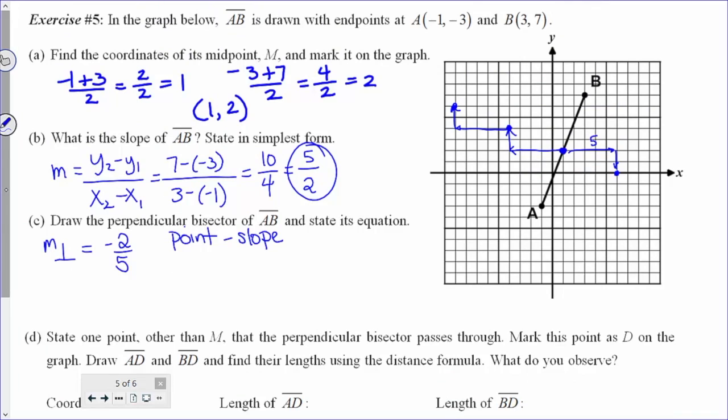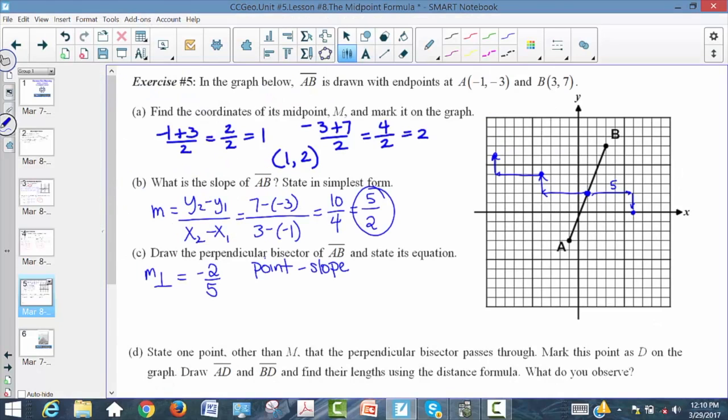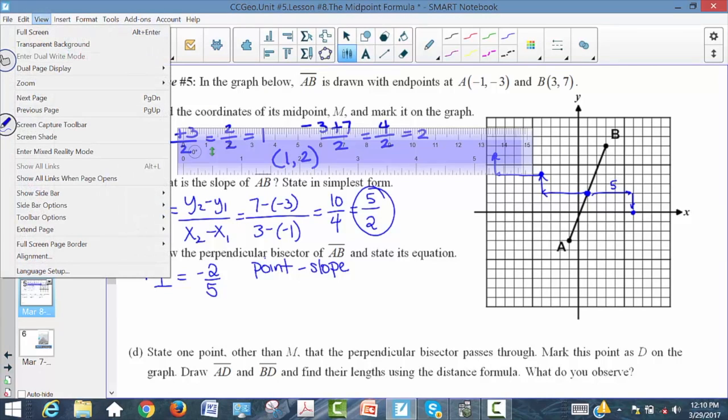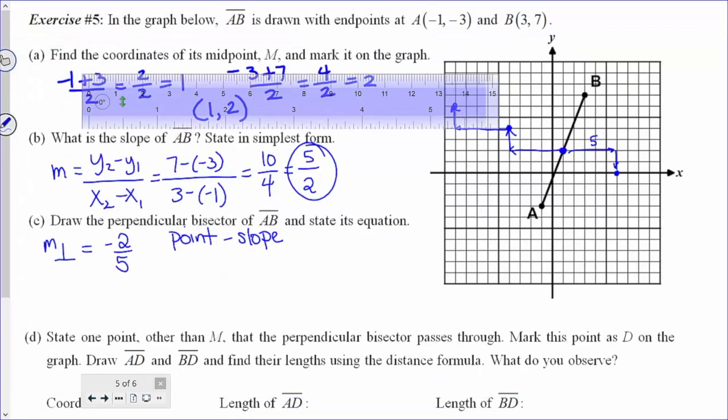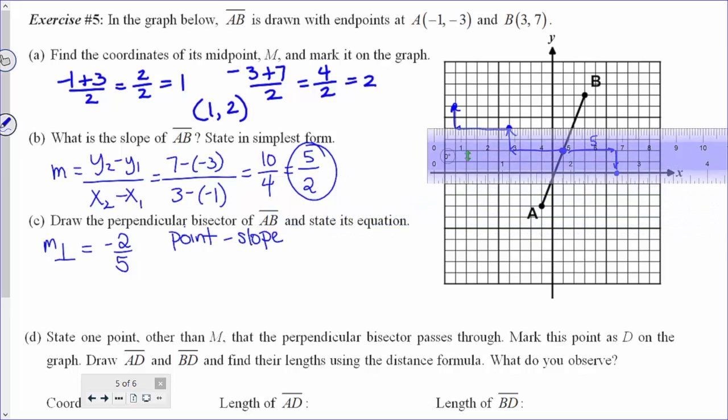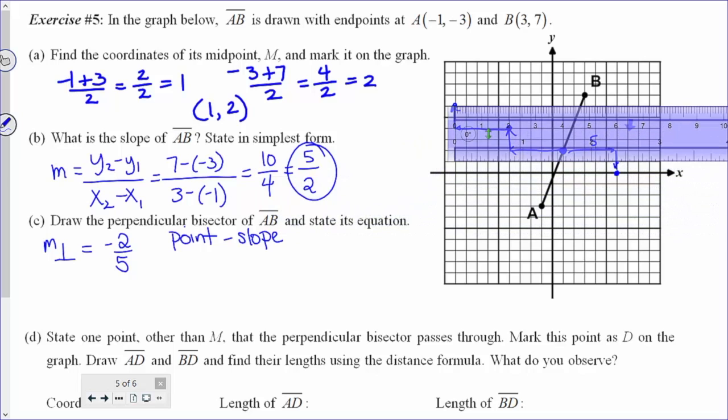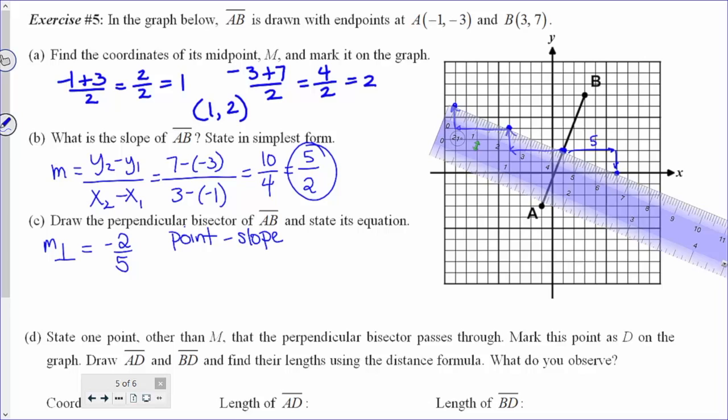And I don't have a ruler. Let me go grab a ruler real quick. Thank you. Go back to full screen. And now let me use my ruler and draw that perpendicular bisector.